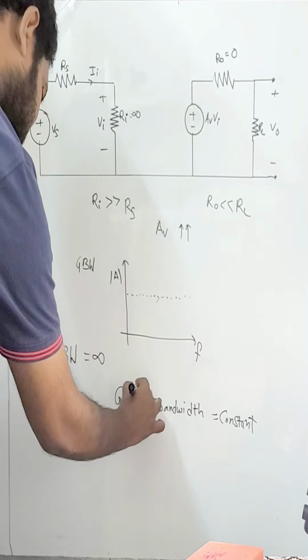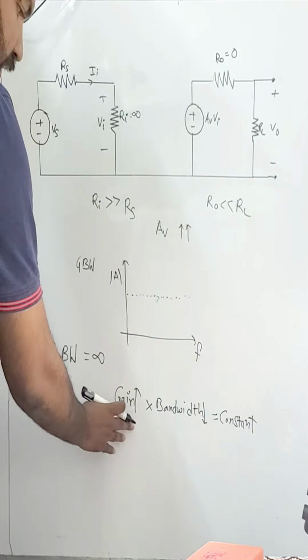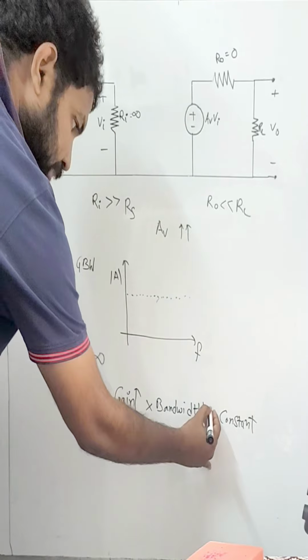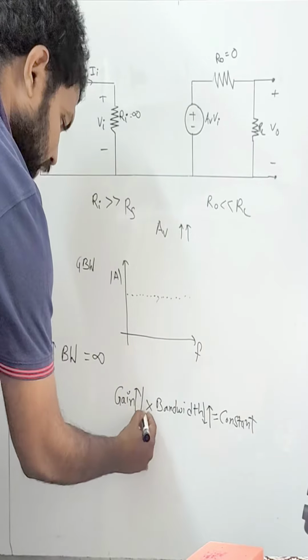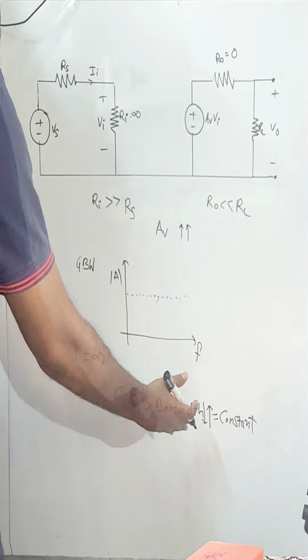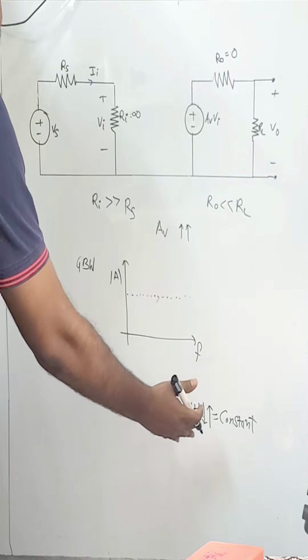If you want to increase the gain, then the bandwidth has to be reduced. If you want to increase the bandwidth, we have to reduce the gain. So then only the product will be constant. And also we have to keep gain bandwidth product always as high as possible. This is the figure of merit of any amplifier.